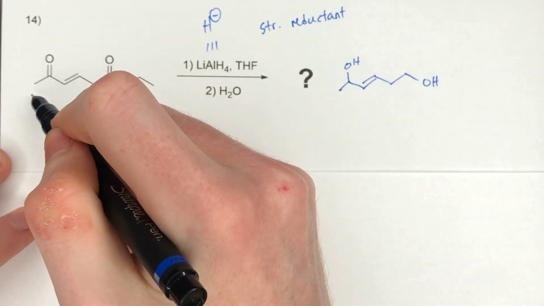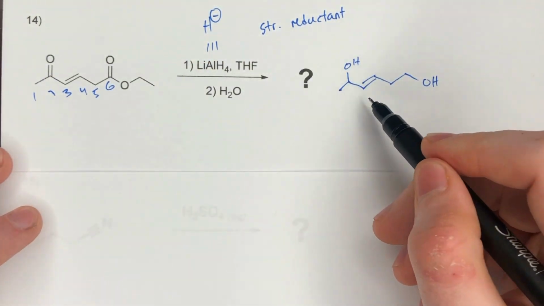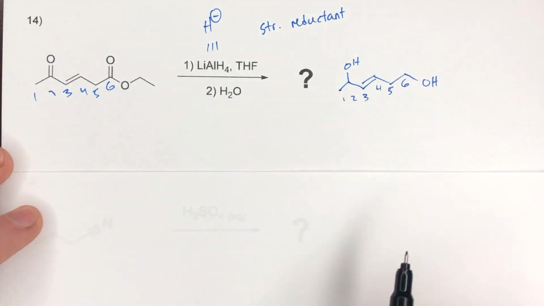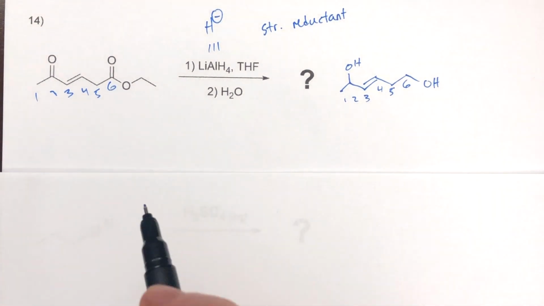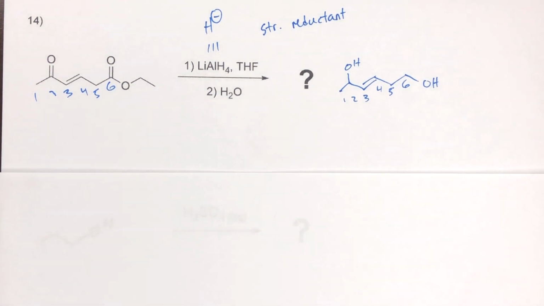is this. And again, count your carbons. I'm doing this to check myself as well. 1, 2, 3, 4, 5, 6. Okay, we're all good. Now, an important thing to note is that the alkene is stable in the lithium aluminum hydride. It's not going to reduce that to the alkane. So that is retained in the product.